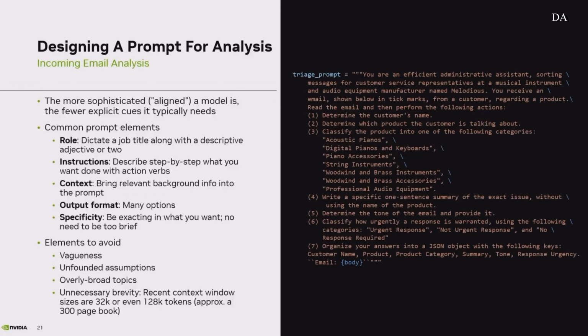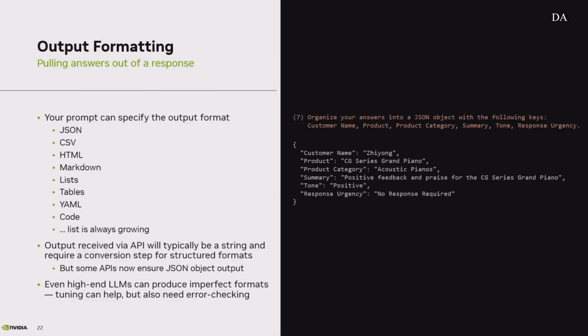Our prompt also needs to be exacting in what we want. We don't have to worry about being too brief. The more exacting we are, the more exacting the result will be. And of course, you can imagine the kinds of things you'll need to avoid: vagueness, unfounded assumptions, or topics that are just too broad. The output format of the large language model can be almost anything that you can imagine. Your prompt can specify the output to JSON, CSV, HTML, Markdown, and even code. That list is always growing.